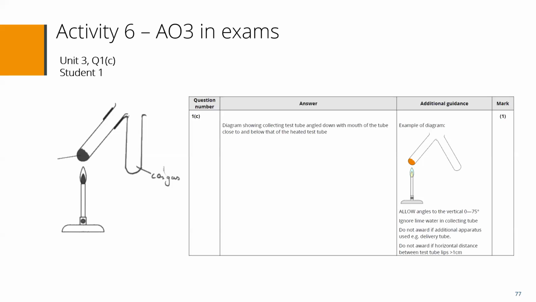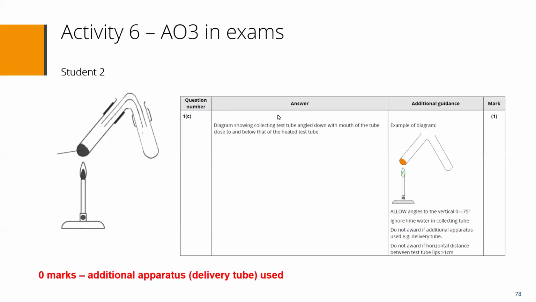Okay, so here we go. There's the first one, and of course a vertical test tube is okay, so that scores 1 mark. Next one, additional apparatus has been used, so that scores no marks. So 2 good examples to show to your students.